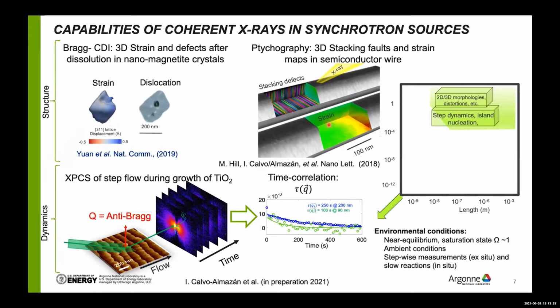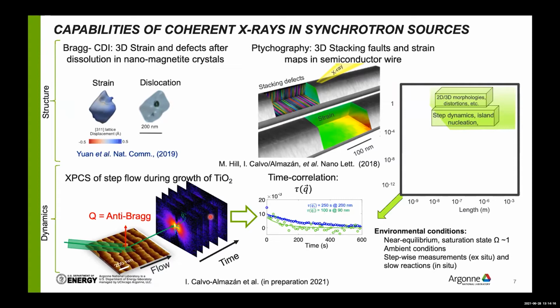We can even use coherent X-rays to observe dynamics, and this is a technique which is called X-ray photon correlation spectroscopy, XPCS, and which consists in monitoring the fluctuations of the speckles over time at a specific point of the reciprocal space, like in this example at the anti-Bragg of a titanium oxide surface during step flow growth. So the goal is to extract the time correlation of these speckles at different length scales in order to identify the mechanisms which govern the dynamics of the steps.